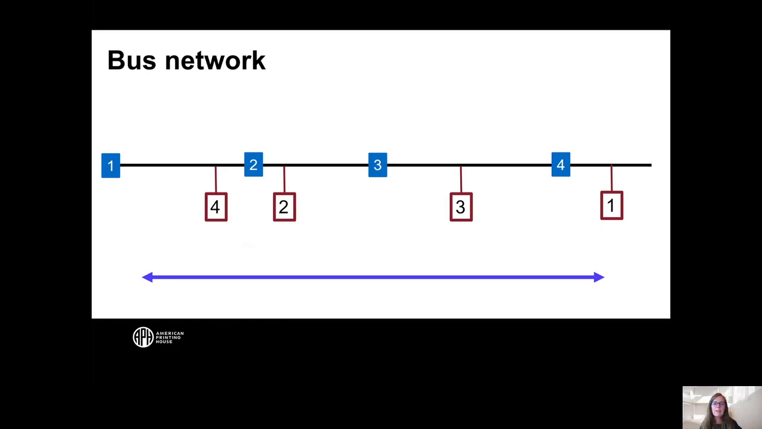And then what happens if we have a break in the line? So the teacher can come and cut that string. The whole thing falls down. You can't work. So if there's a break in the bus network line, the whole network goes down. So that's a downfall of having a bus network. There's not any safety net there.